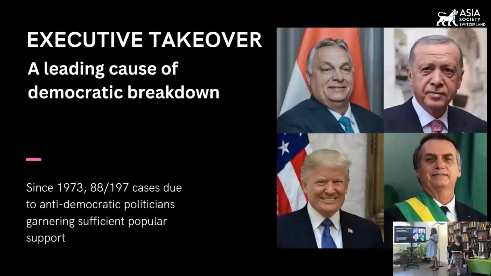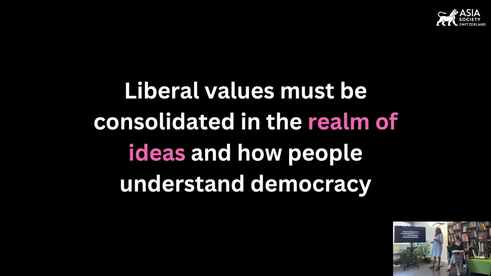And what makes this a little bit suspicious today is that the leading cause of democratic breakdown in recent years has actually been anti-democratic leaders being elected into office. So backsliding is happening in consolidated democracies because people are, for some reason, supporting more authoritarian and autocratically minded leaders, right? So they're being voted into office.